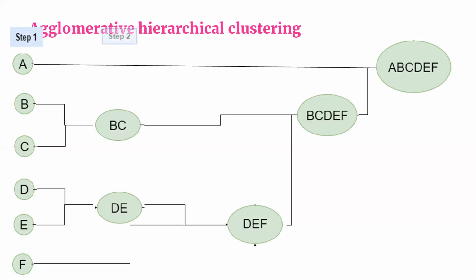In the later step, we'll be combining two objects and forming a single group, and we'll call that a cluster. In the later steps, we'll be forming three-object clusters, later on four-object clusters, till all objects together we have to form a single cluster. This is what agglomerative hierarchical clustering is.